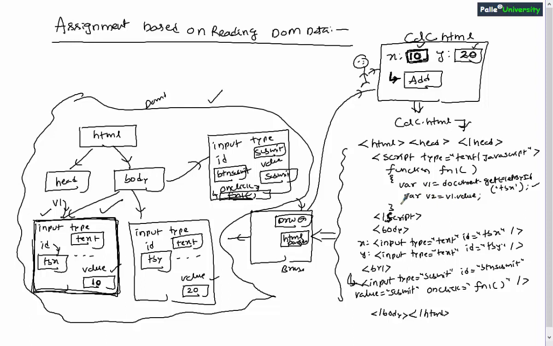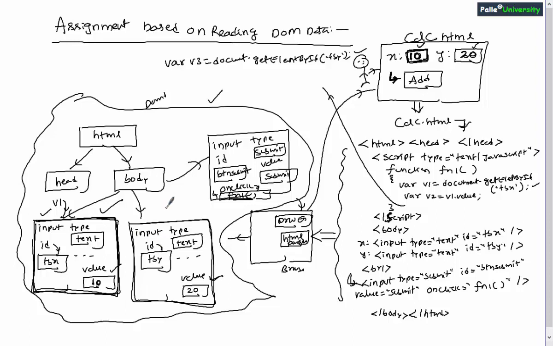Next step, you observe carefully. Because of space constraint here, I am writing the remaining code probably here. Next, I wanted to read this second text box value. What should I do? Very simple. Again I must write var v3 is equals to document.getElementById. What is the id of this text box? tby. So once this code is executed, this getElementById function starts searching for the node where the id value is tby.